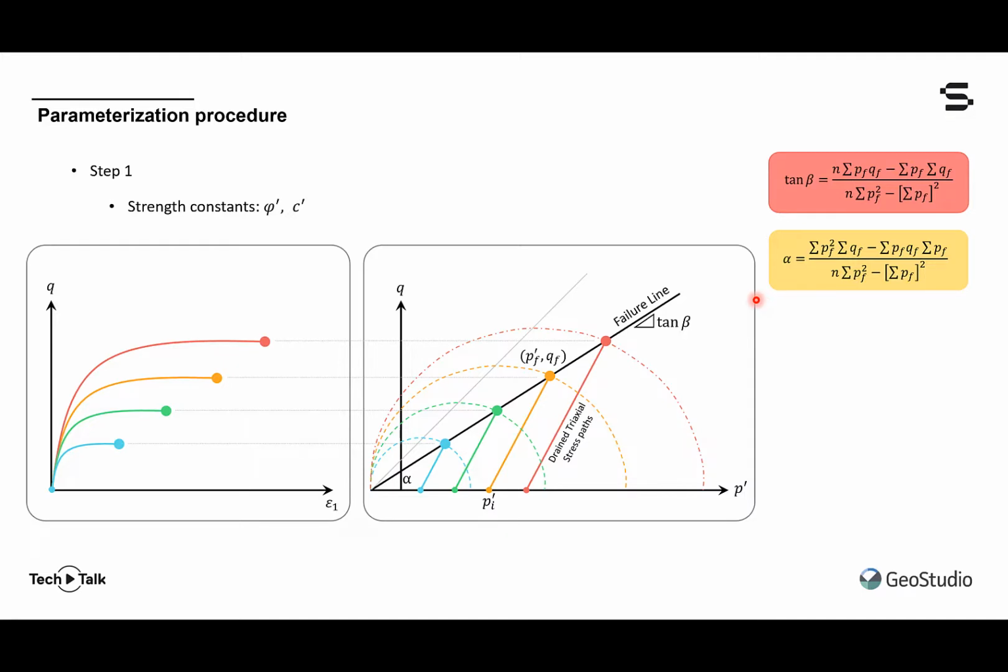Now with that done, the effective friction angle and the effective cohesion can be found by changing the coordinate space back to a shear normal stress space. That requires some mathematical gymnastics, and so for all intents and purposes, all we need to know is that once we have beta and alpha, we simply apply these formulas to get our two strength constants.